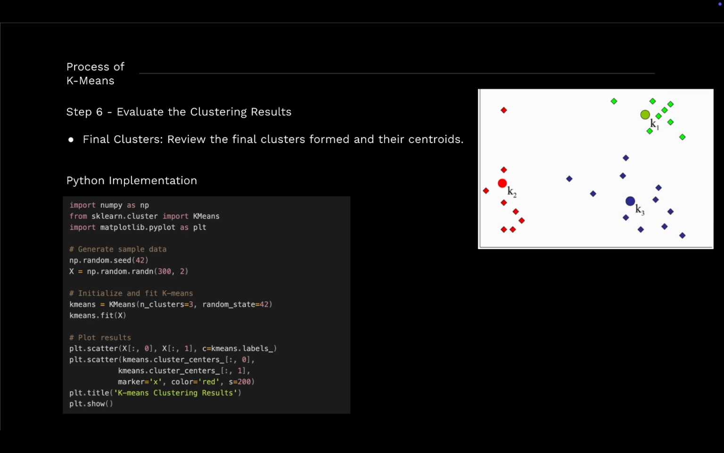This is the Python implementation of the clustering technique. First, we will import the necessary libraries. We'll generate sample data using random values. Then we'll initialize k-means and fit it to the generated data. Then we plot the results accordingly.